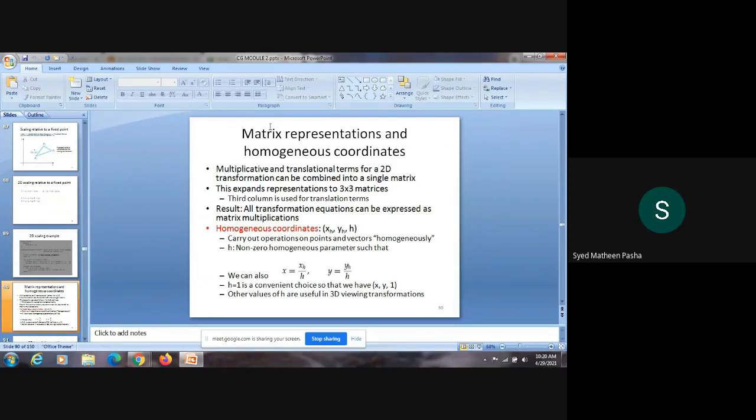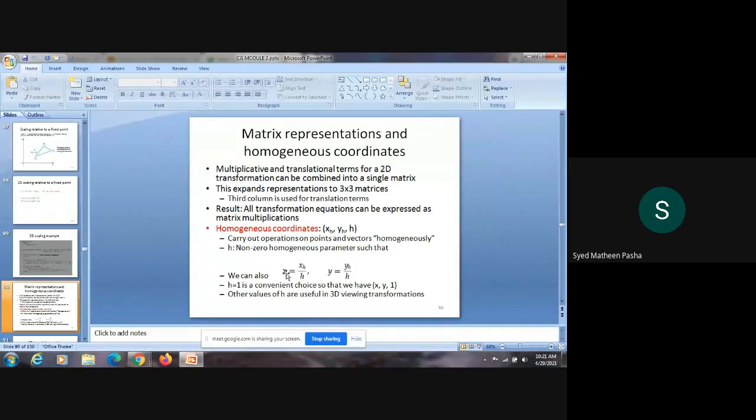What is the result of this matrix representation? Here, the result was a transformation equation which can be expressed in the form of matrix multiplication. So, what are homogeneous coordinates? Similar to matrix representation, homogeneous coordinates are points as well as vectors with the help of which we can represent the coordinates of the object homogeneously. There we had a parameter h with respect to both the coordinates x as well as y, where h is a non-zero homogeneous parameter.